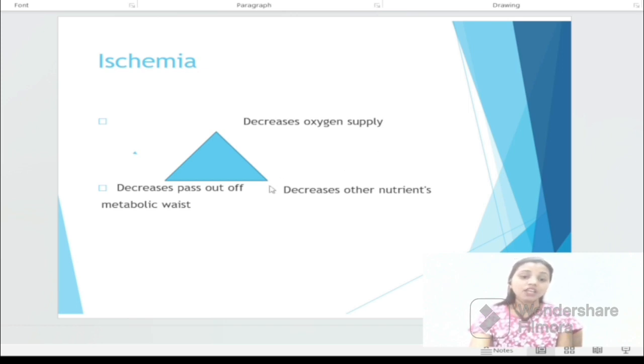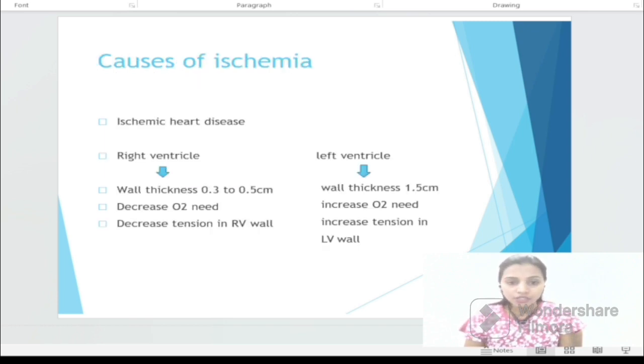Okay, so we will see causes of ischemia, how ischemia is caused in the heart. Okay, so first one is ischemic heart diseases. How is it caused? First we will see the right side of the heart. What are the causes on the right side of the heart, and what are the causes on the left side of the heart? So, the right ventricle. Okay.